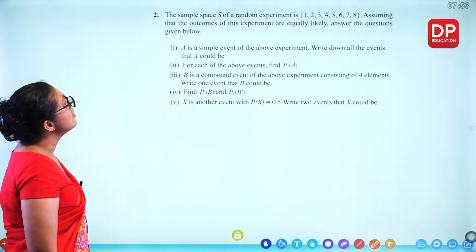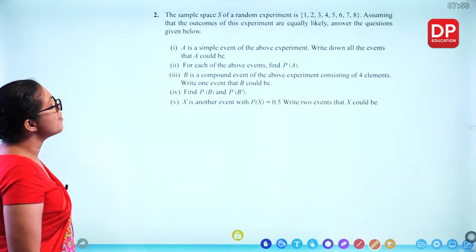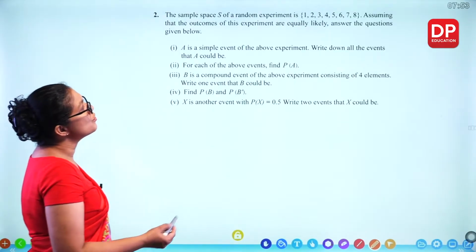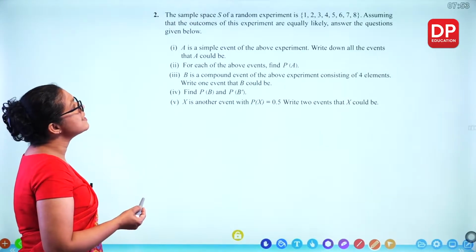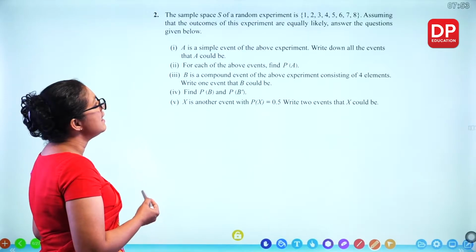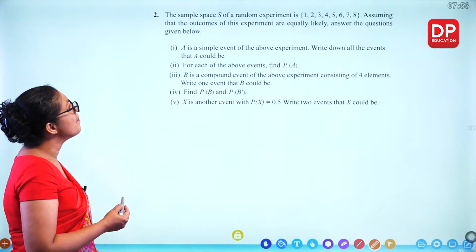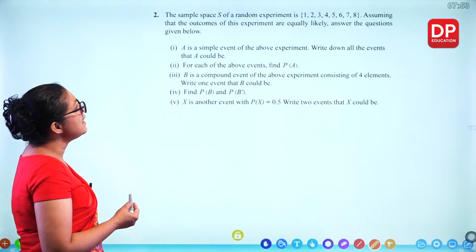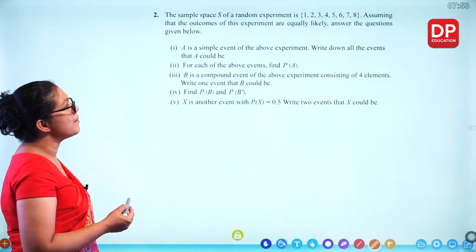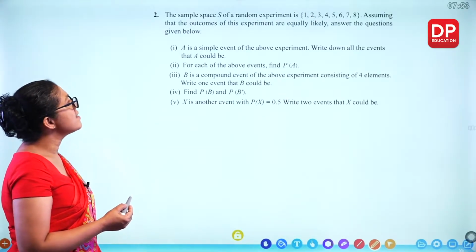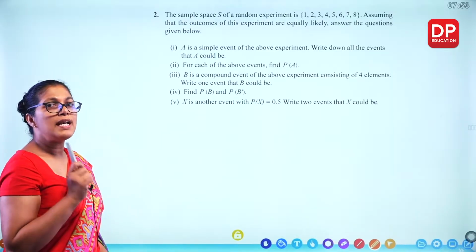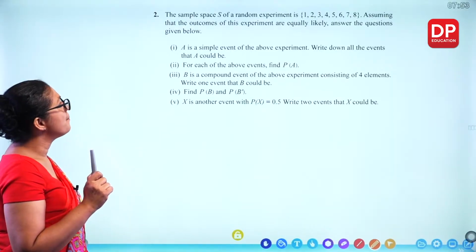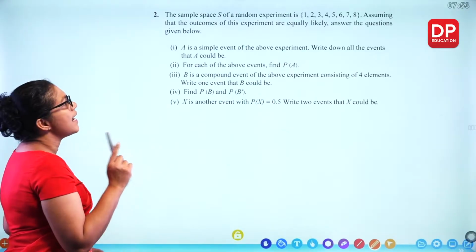Question number 2. The sample space S of a random experiment is 1, 2, 3, 4, 5, 6, 7, 8. Assuming that the outcomes of this experiment are equally likely, answer the questions given below. A is a simple event of the above experiment. Write down all the events that A could be. Simple events means only one outcome. So there are 8 numbers.